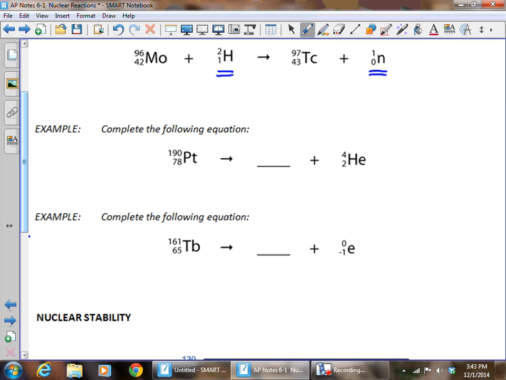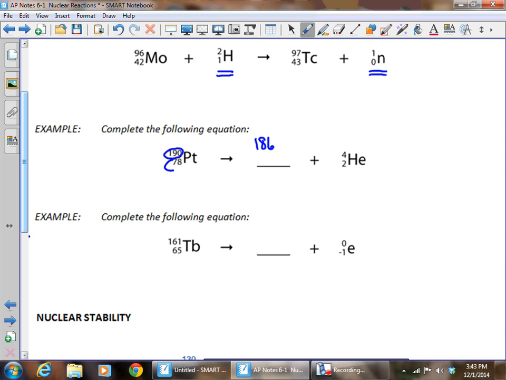We've got platinum 190, and it's undergoing alpha decay. If you notice, it's got that alpha particle being given off on the outside. It's emitting an alpha particle. And if we add up to get 190 on the right-hand side, we've got 190 on the left. Looks like we need 186 on top here.